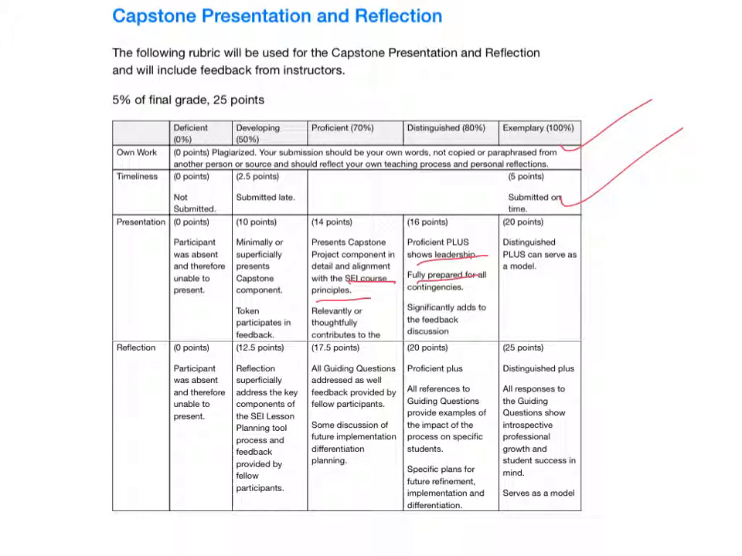And then here, for the reflection, you address all the questions and provide feedback from the participants with some discussion about future implementation. Here, you give me specific plans. How are you going to implement what people say? And this one, you provide examples. So this might, again, be quotes. It might be direct takeaways saying, like, someone said this and I said this in response to them. And then the last one, again, talks about professional growth and how you will achieve student success.